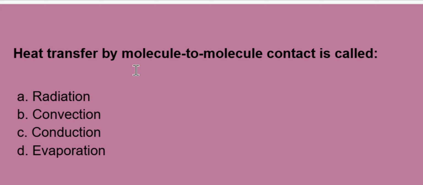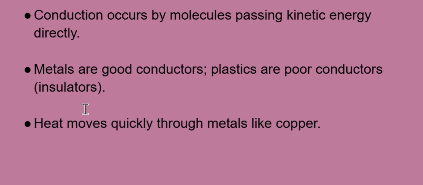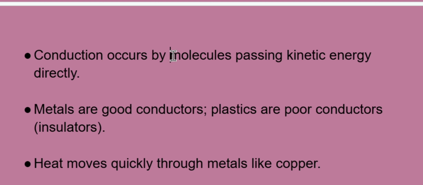Okay, so heat transfer by molecule to molecule contact is called A, radiation, B, convection, C, conduction, or D, evaporation. The correct answer is C, conduction. Okay, so A, B, and C, these are all different methods of heat transfer. Evaporation is not, right? That's a state change or a phase change. So, what's the difference between these three? First of all, let's discuss conduction. So conduction occurs by molecules passing energy directly.